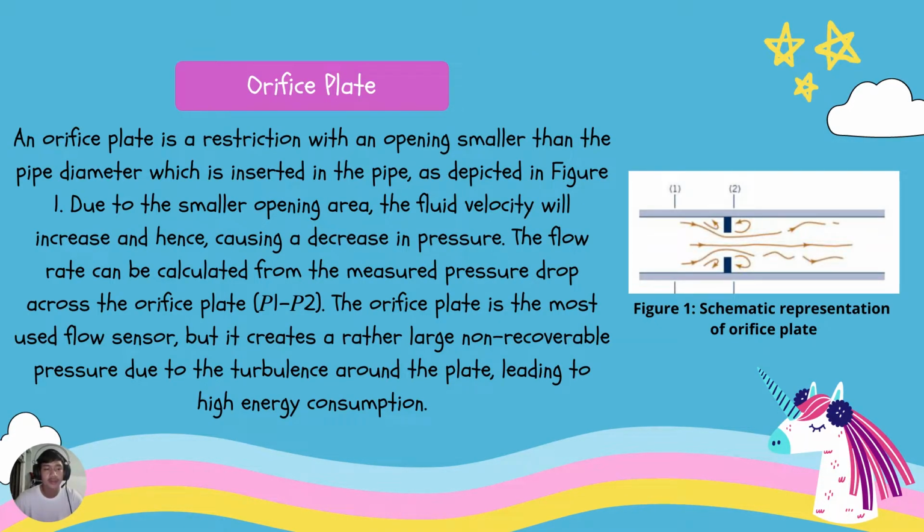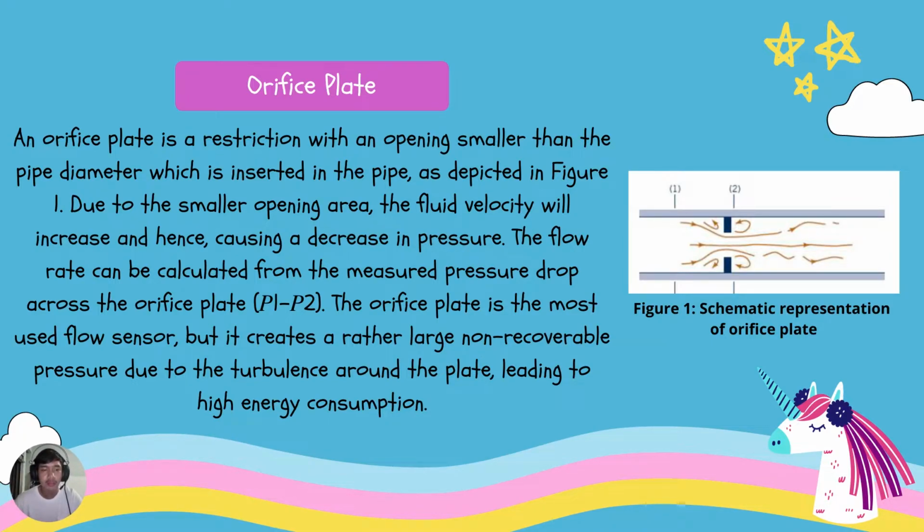Orifice plate. An orifice plate is a restriction with an opening smaller than the pipe diameter, which is inserted in the pipe as depicted in figure 1. Due to the smaller opening area, the fluid velocity will increase, hence causing a decrease in pressure. The flow rate can be calculated from the measured pressure drop across the orifice plate.